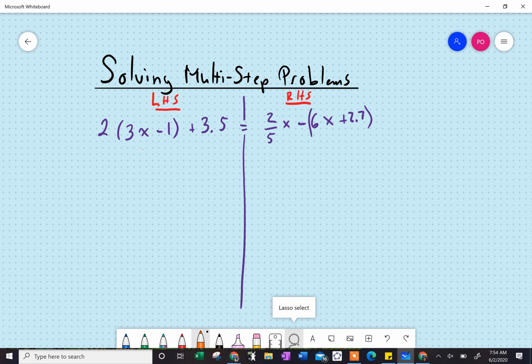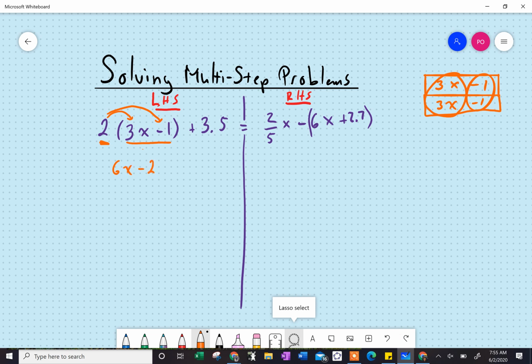The first thing I can do is I realize I have 2 groups of 3x minus 1. And if you're not sure what 2 groups of 3x minus 1 looks like, just draw a picture. Here's 3x minus 1, and here's 3x minus 1. It actually looks like I have 6x minus 2, and that's because of the distributive property.